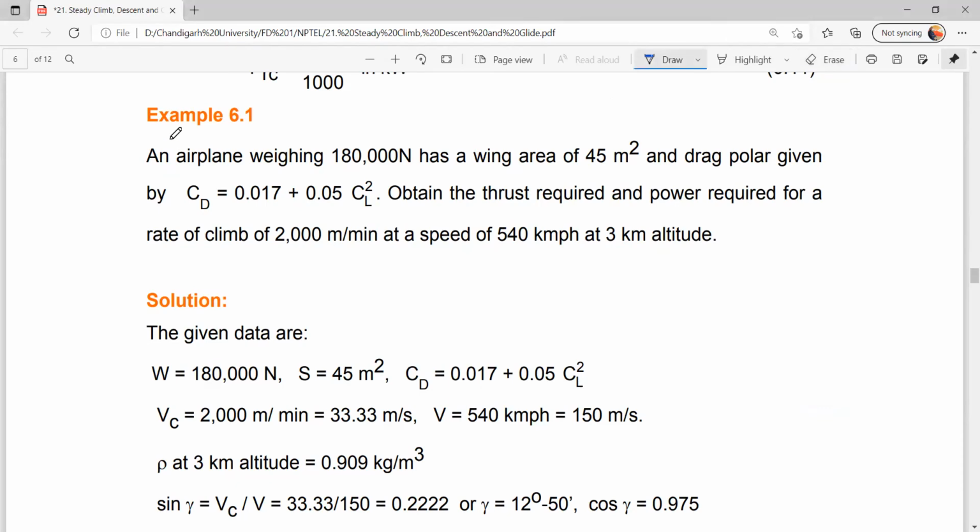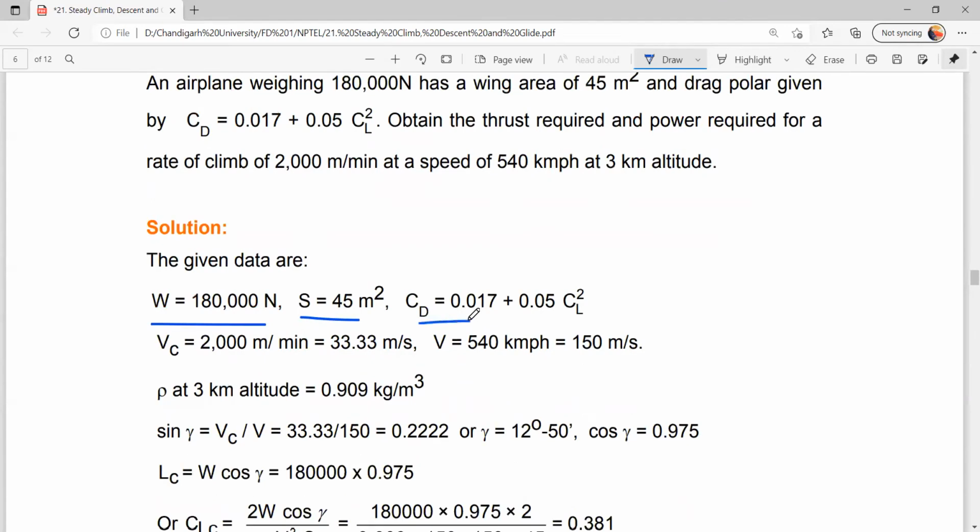So given data: the weight of the aircraft is given, the area of the wing is given, the drag polar equation is given, and VC, the climb speed, is given, which we convert to meters per second: 33.33 meters per second. Aircraft velocity is 150 meters per second. Rho at 3 kilometer altitude we have already solved in the first unit, how to calculate density for various altitudes. Using that, we derived 0.90 kilograms per cubic meter.